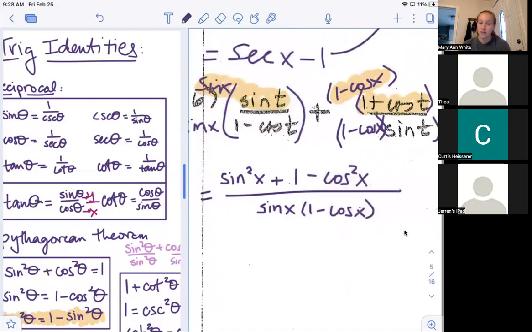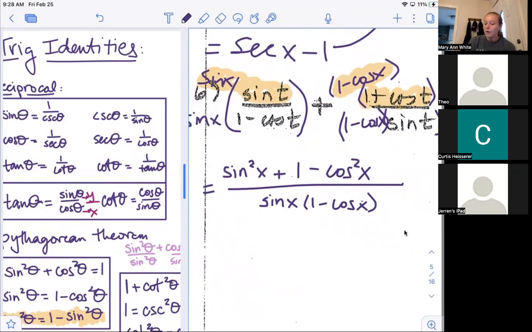You can always physically distribute this: 1 times 1, 1 times cos, cos times 1, cos times cos. But when you simplify it down, you're going to lose your middle term and you're just going to get 1 minus cosine squared. Okay. Everybody cool so far? No questions yet?